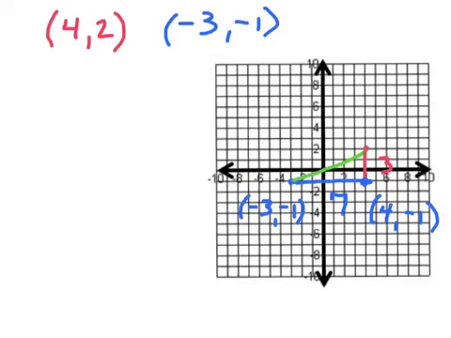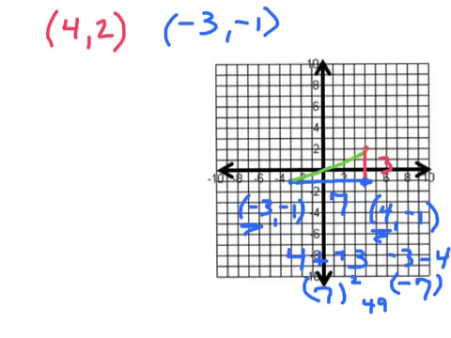Well, if I do 4 minus the -3, these become plus, I get 7. Or I can do -3 minus 4, which would give me -7. Okay, either way, when I then square it, I'm going to end up with 49. Okay. Why is this important?